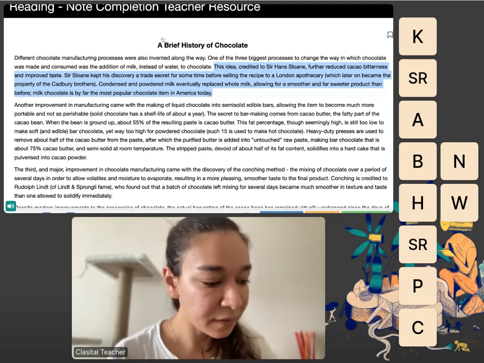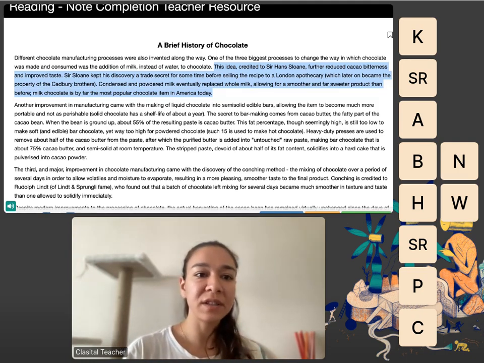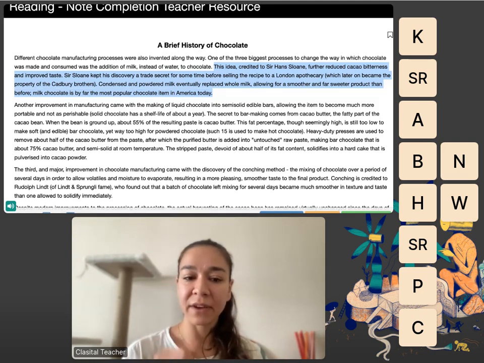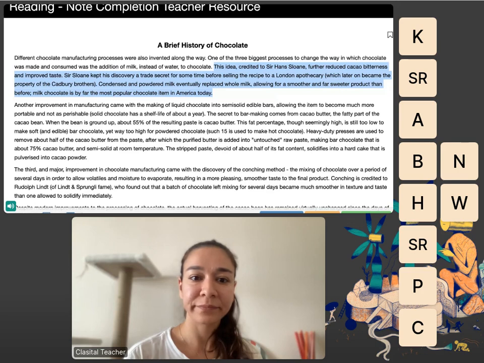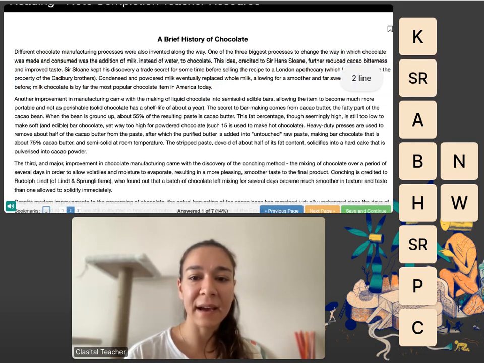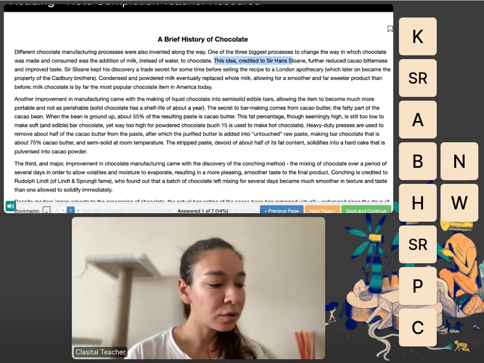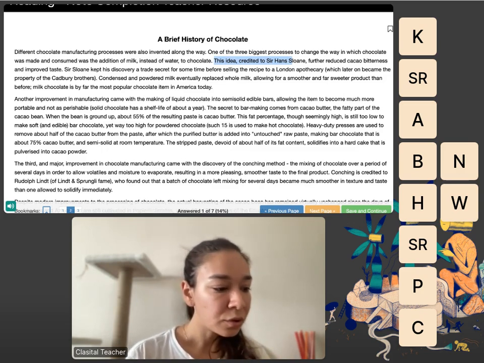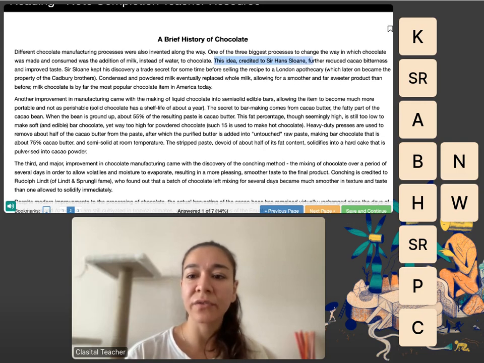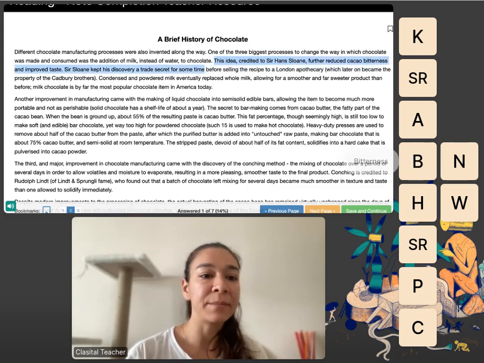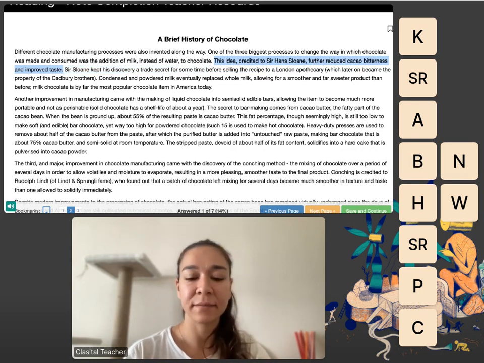Can you catch the answer to the second question? Let me see. Very good. It says this idea credited to Sir Hans Sloane further reduced cacao bitterness and improved taste.